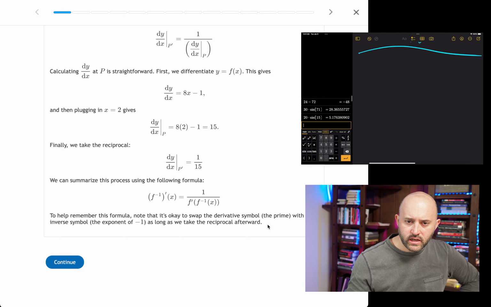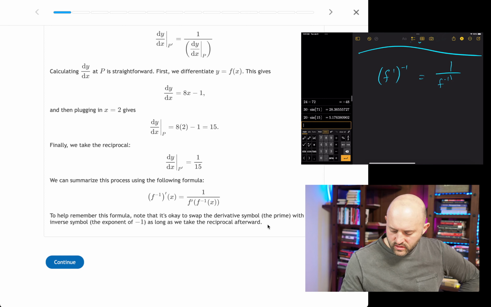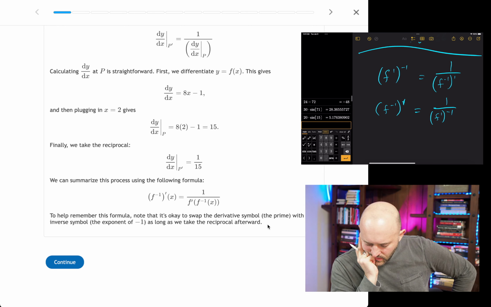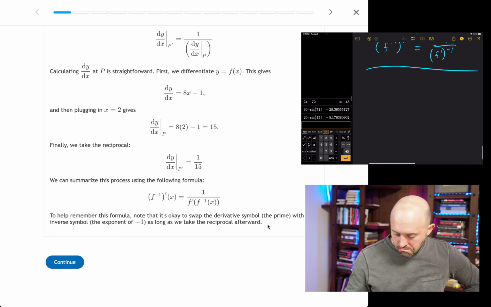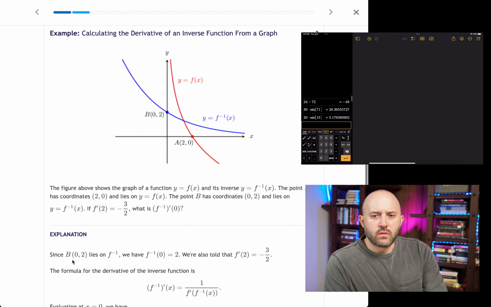Oh, okay. Is it just saying that f prime goes to 1 over the inverse of this, like this? And vice versa? So f inverse prime is 1 over f prime. Yeah, okay, that's what it's saying. I might take a second on this one.